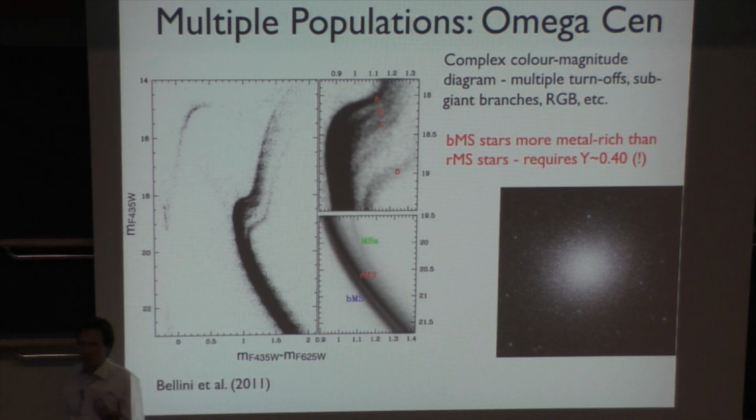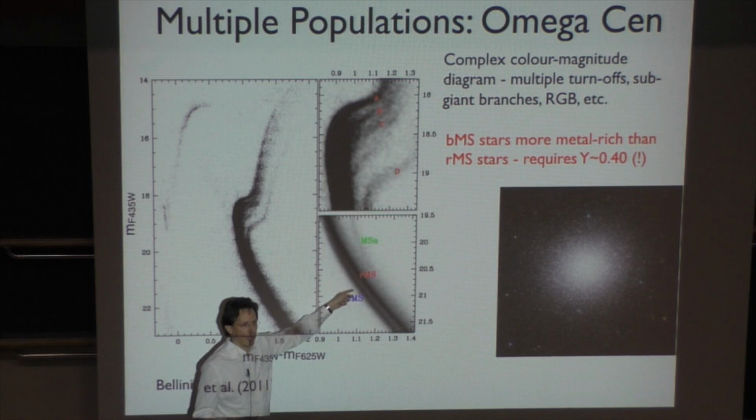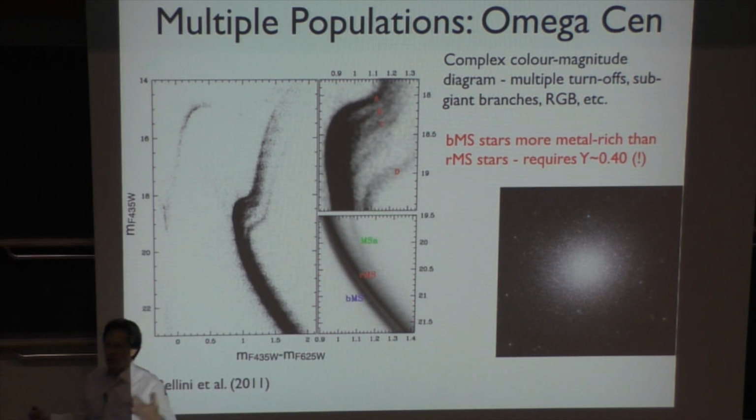The only way that you can really explain that is by also playing with the helium content. If you increase the helium mass fraction to something like 40%, you can explain this. These blue stars would have these super high helium abundances, which increase the mean molecular weight inside the stars, right, and make them more compact and more luminous. Okay, so that was Omega Centauri.